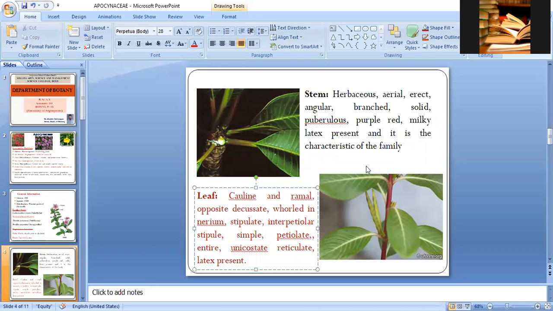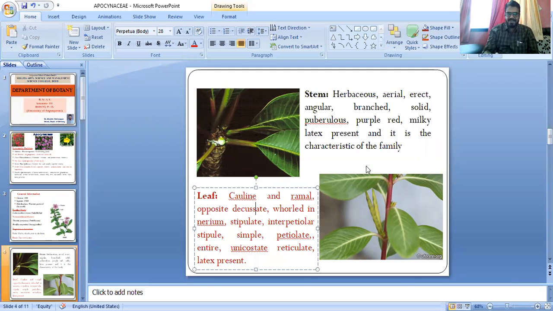We have seen that is opposite decussate, opposite superposed. What is the next type, that is whorled phyllotaxy? And whorled phyllotaxy is also found in the member of this family. For example, Nerium. Nerium के अंदर आपको whorled phyllotaxy मिलेगा यहाँ पर.